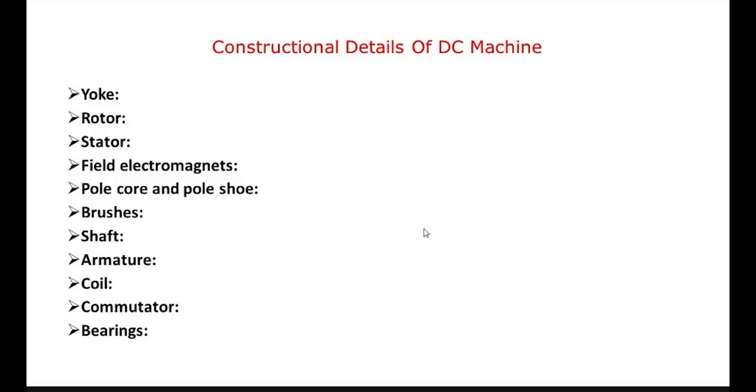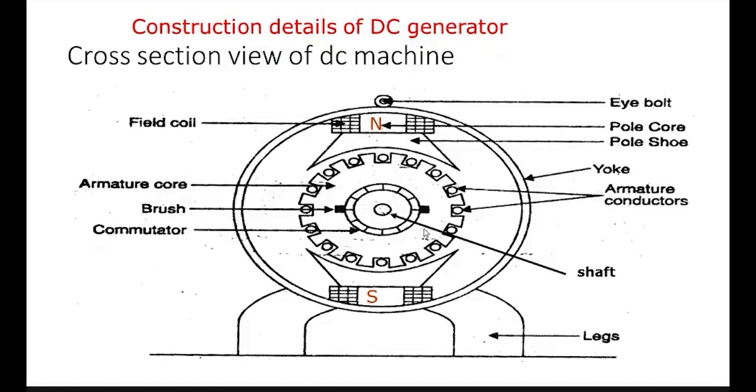So next, the conceptual details of DC machines. These are the main parts of the DC machine: yoke, rotor, stator, field electromagnets, pole core, pole shoe, brushes, shaft, armature, coil, commutator, and bearings. A DC machine means it is common to both the DC generator and the DC motor. This is a cross-sectional view of a DC generator.